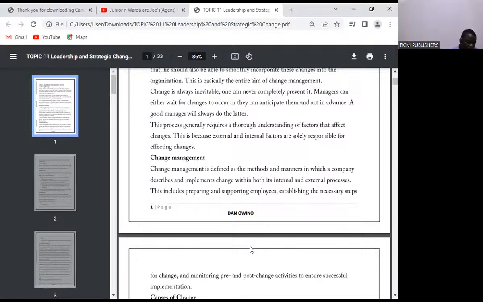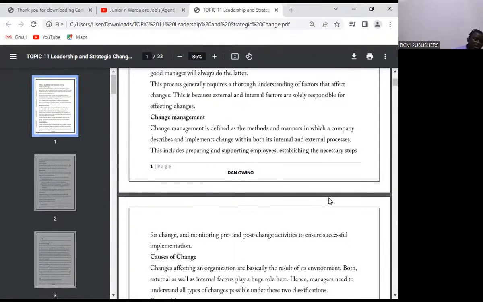external process. So this includes preparing and supporting employees, establishing the necessary steps for change, and monitoring pre and post change activities to ensure successful implementation. So that's what is meant by the term change management: being able to take care of the change processes by monitoring, by trying to describe the process and come up with a good change implementation strategy.